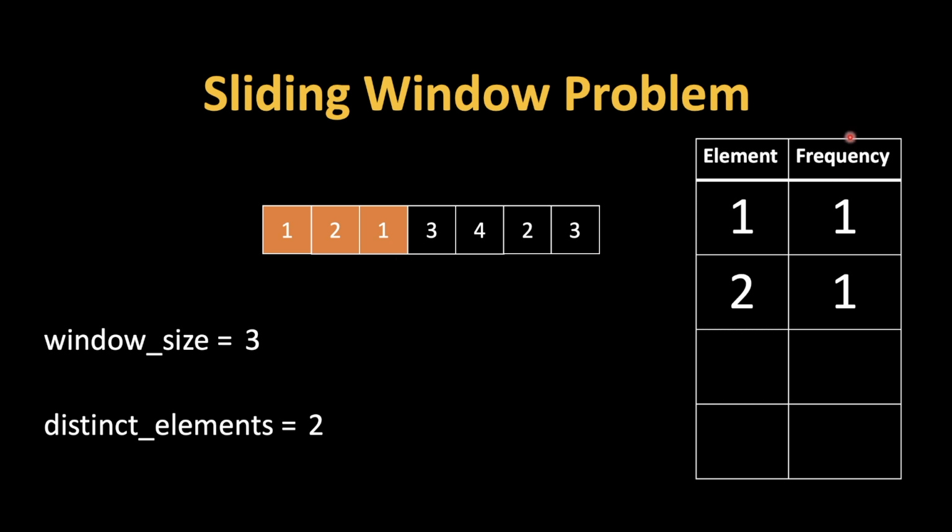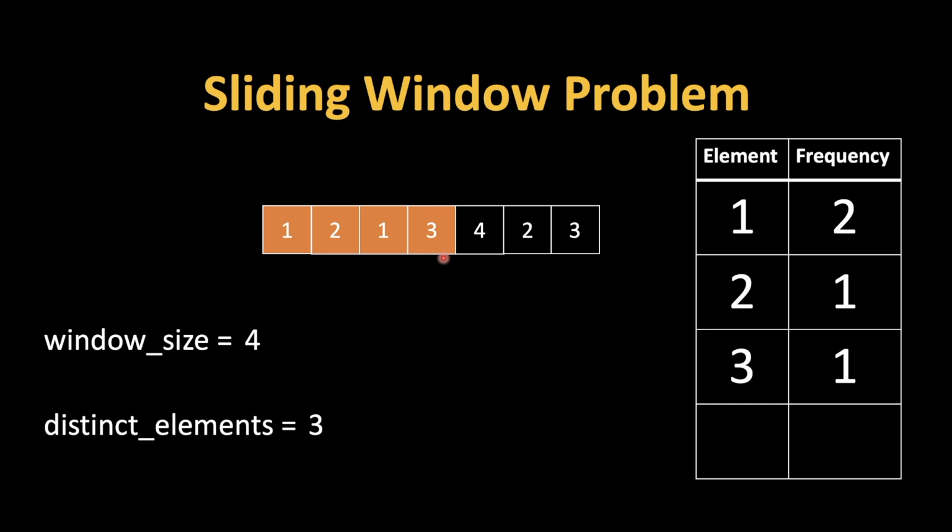Since this one is already present in our hash map, this is not a unique element. So we will not increment distinct elements, but we will increment the frequency because we got a 1 again. Window size is 3, less than 4. We need one more element. We will take this 3. Taking this 3 will make our window size equal to 4 because we have 4 elements now. Is this 3 present in our hash map? No, so it's a distinct element. We will put it in the hash map and also increment our distinct elements.